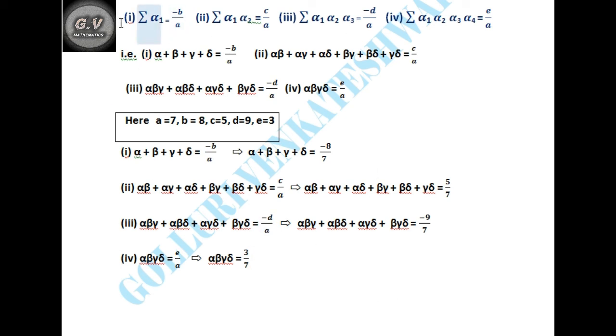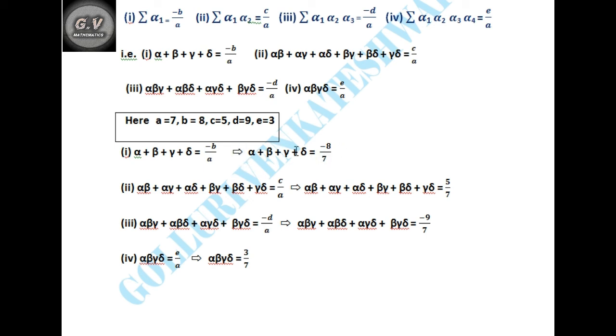Summation alpha 1 is equal to minus b by a, according to the first condition. What is the meaning of this? Sum of all the zeros. Sum of all the zeros means alpha plus beta plus gamma plus delta is equal to minus b by a. For minus b by a, we need to change the symbol of b. Minus is given, which means plus 8 becomes minus 8. What about the a value? 7. So the sum of the zeros is minus 8 by 7.